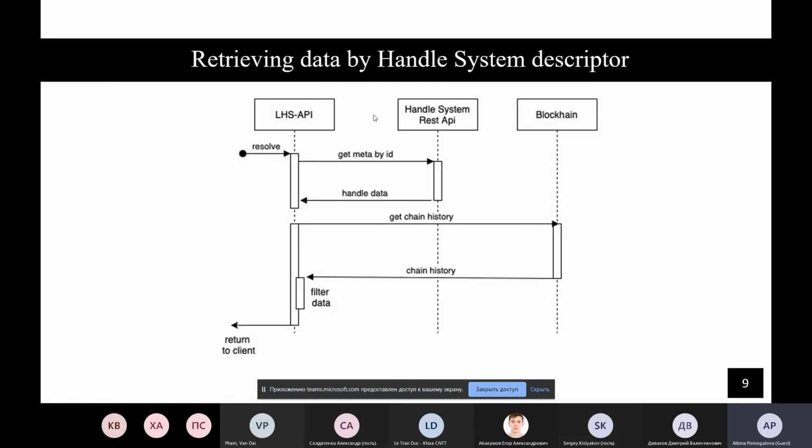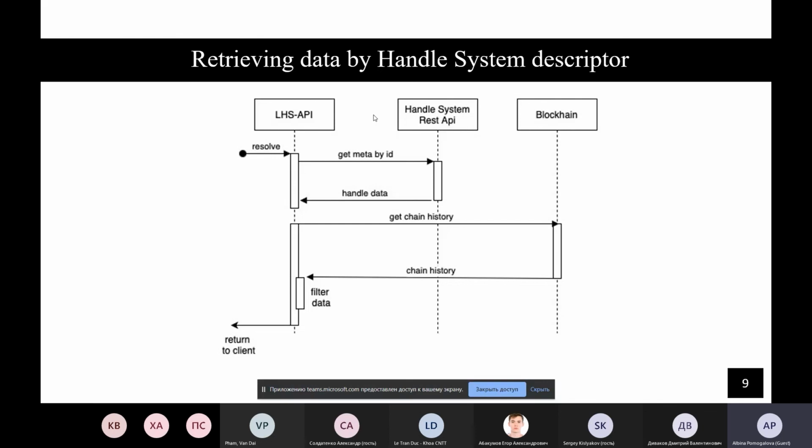The next one is retrieving data from the handle system descriptor. Here is the sequential schema of system calls when the handle ID descriptor is resolved into meta information on a digital object and data is received from the blockchain network.